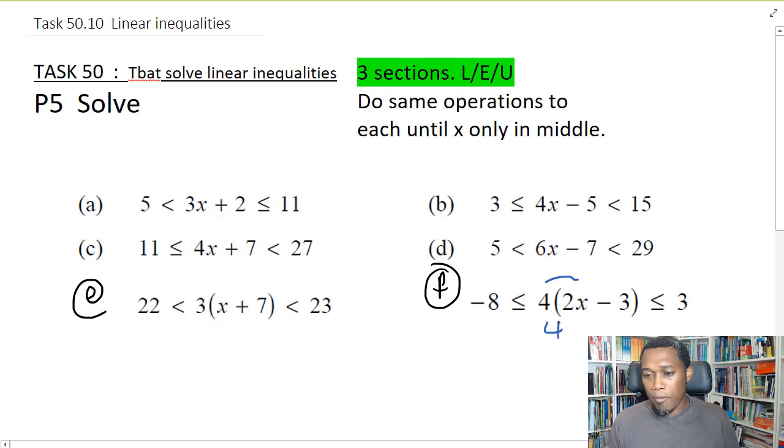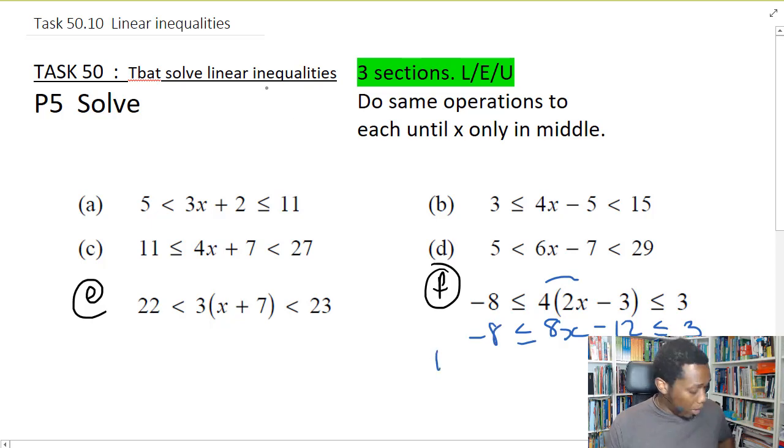We'll expand. We'll get 8x take away 12, and the inequality is 3 is greater than or equal to 8x take away 12, which is greater than or equal to minus 8. At that stage, we're going to add 12. Let's just keep my notation. We're going to add 12 to everything. Add 12, add 12, add 12. That gives me 15 is greater than or equal to, and then we have 8x in the middle, and that's greater than or equal to 4.